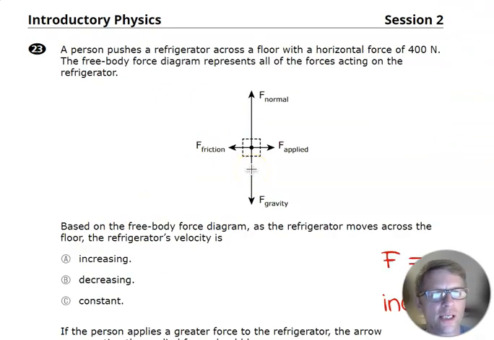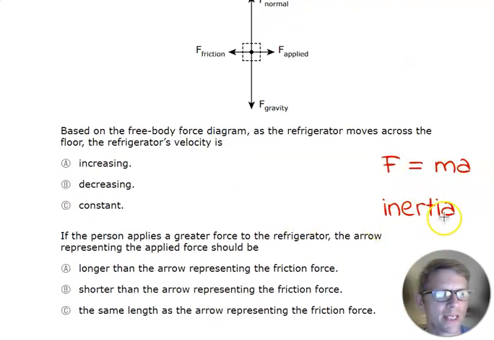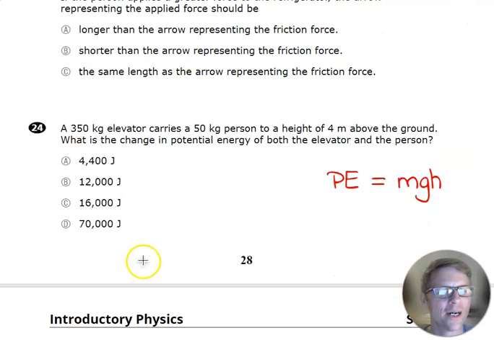In this question, it's obviously about forces. The net force is 0. They're all balanced, so there's no acceleration, so the velocity would be constant. That's based on F equals ma and inertia. The inertia keeps it going. If you apply a greater force, then you're going to make the arrow longer. Okay. On to the next one.